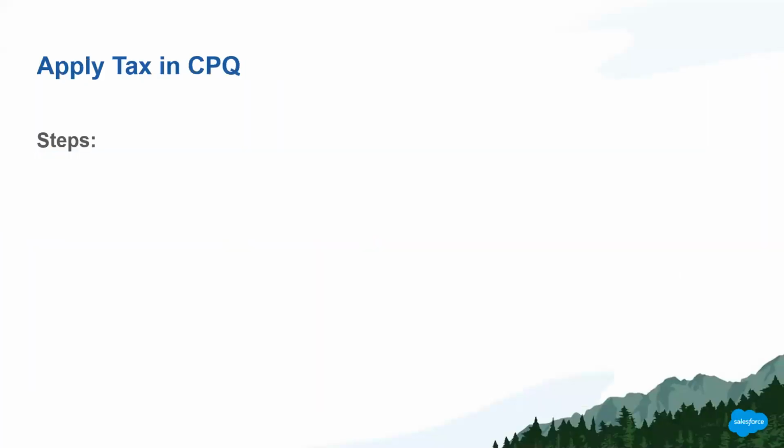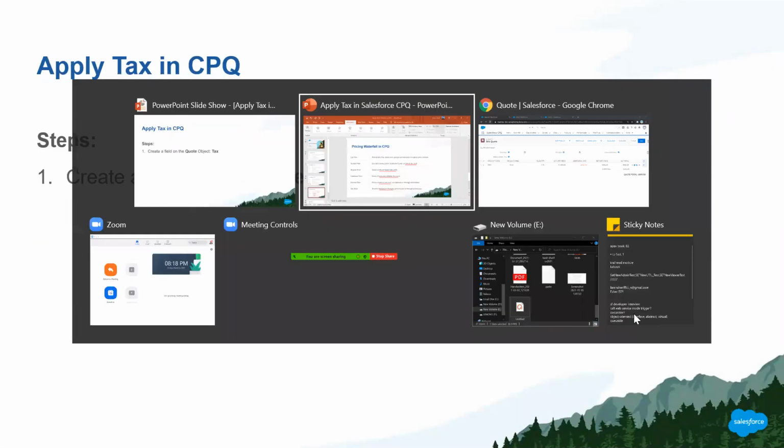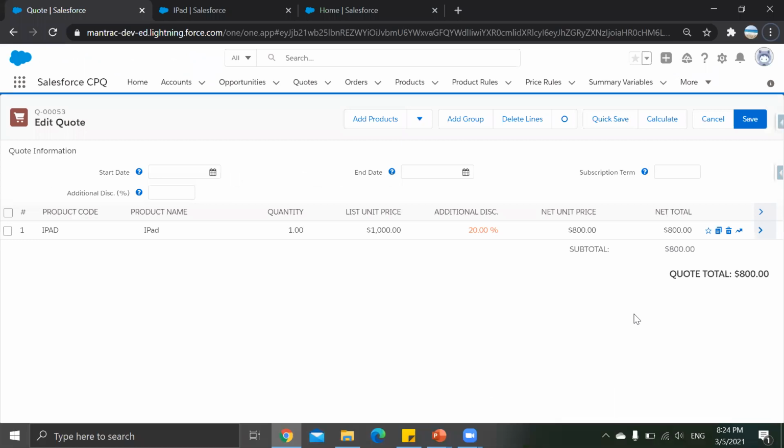Okay. So first, I will create a field on the quote object called tax. And this will be a percentage field that the user can use to apply the tax needed. Okay, and why will I add it to my quote object? You might be wondering. This is because I want this tax to be applied on all the items of my quote. So I want it to be applied in a way that if there were another product here with the iPad, it will be subject to my tax calculation as well.